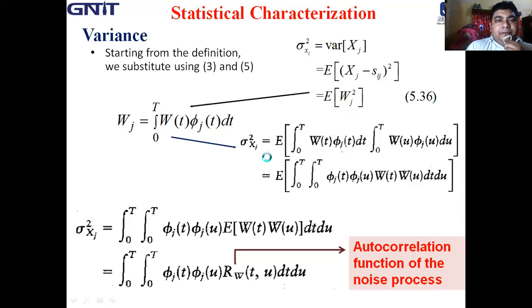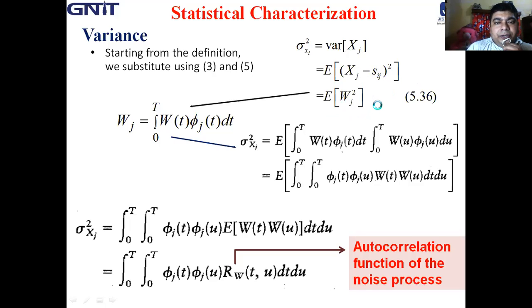Now we have to find out the variance, which is denoted as sigma Xj squared, equal to the variance of capital Xj. According to the definition of variance, it is the expectation of Xj minus the mean value, squared. How does it differ from the mean value? The mean value is sij, so this is the expectation of Wj squared.